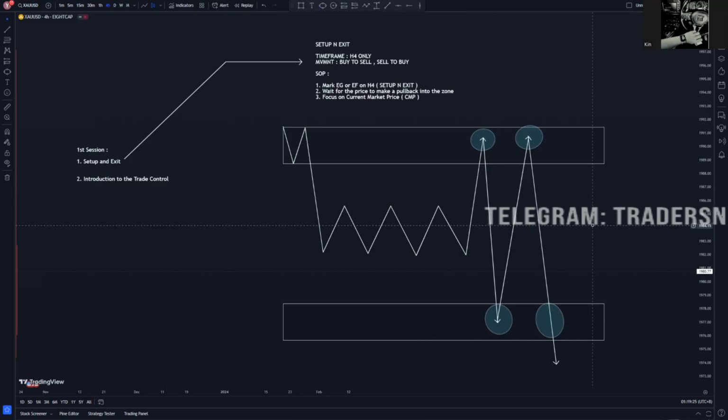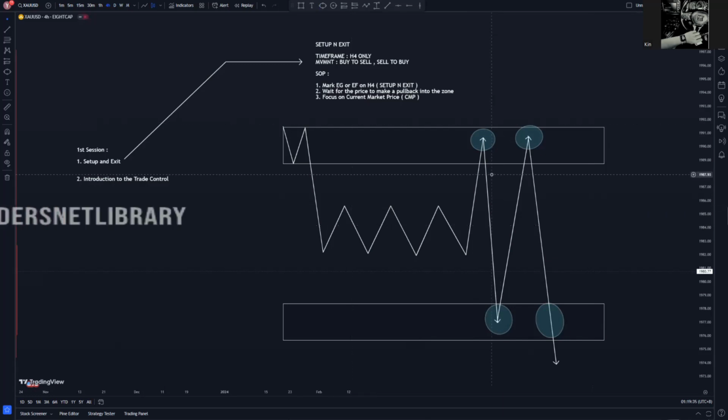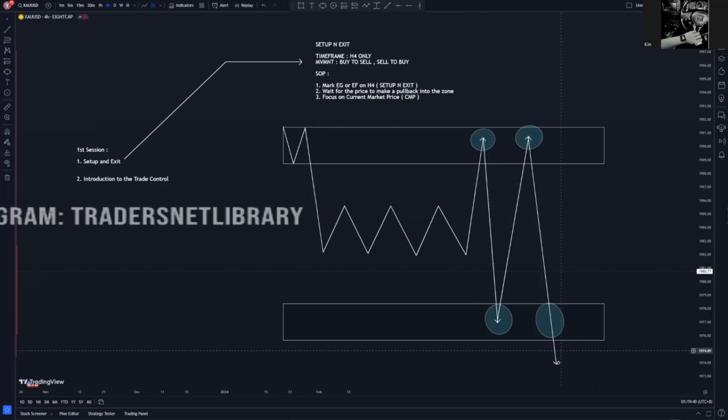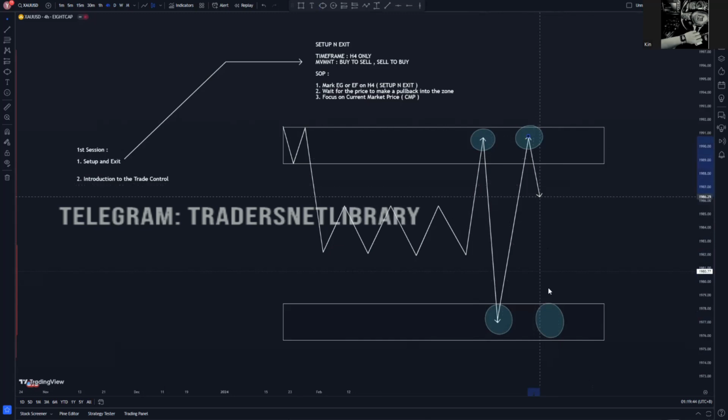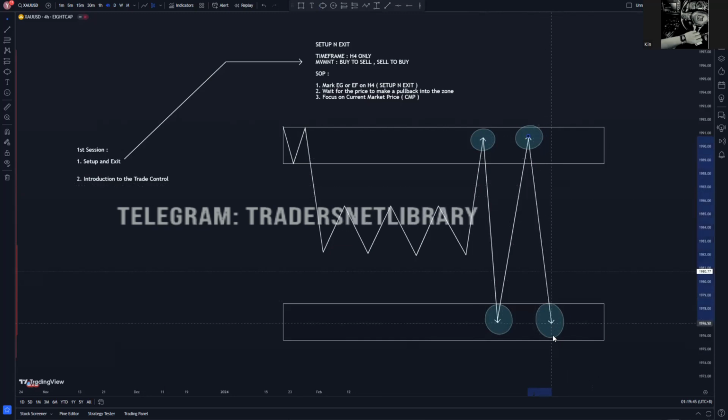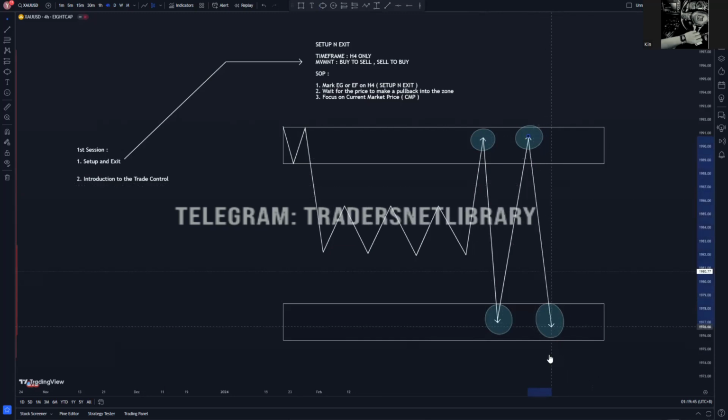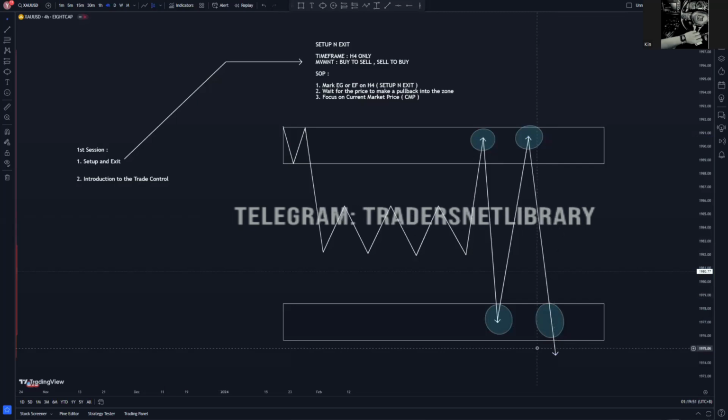How do we identify whether a certain zone is still valid or not? We need to look at the candle closing. To make it simple, if the zone has been broken by the price, we are not going to use that zone for sell again or for buy again. For an example, right over here, the price gets into the buy zone, but the price went through this buy zone, and then the price closed below this engulfing buy.